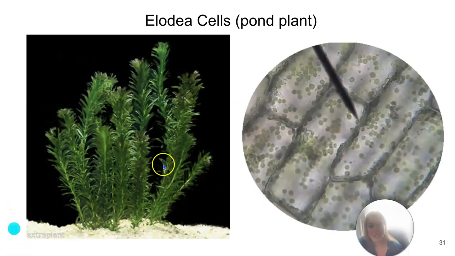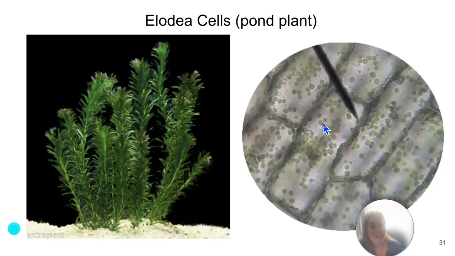So this is Elodea. It is a type of aquatic plant, and it's fairly common. It actually is a little bit invasive here in Florida. Oopsies, from the aquarium industry, got let loose. But if you look at the plant cells underneath the microscope, you can see these little green dots. What do you think these green dots might be?